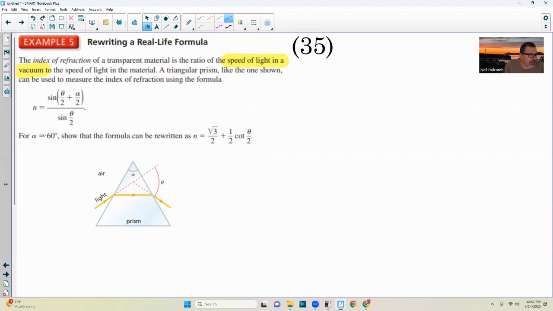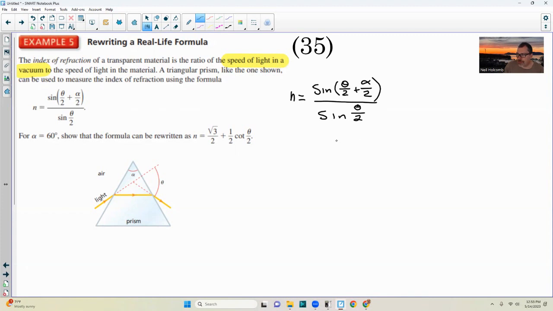Now they're saying alpha is 60 degrees. So for alpha equaling 60 degrees, show that the formula can be written as n equals root 3 over 2 plus 1/2 cotangent theta over 2. The solution to this is you rewrite the formula. So I'll do it over here. n equals the sine of theta over 2 plus alpha over 2 divided by sine of theta over 2. Step 1, write the formula.